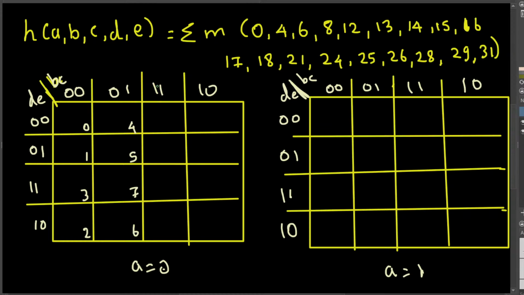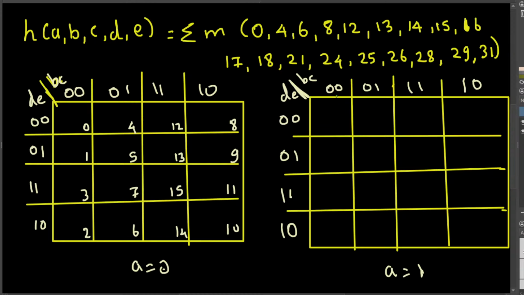And then 1, 1, 0, 0, that is 12. 1, 1, 0, 1, that is 13. 1, 1, 1, 1, that is 15. 1, 1, 1, 0, that is 14. 1, 0, 0, 0, that is 8. 1, 0, 0, 1, that is 9. 1, 0, 1, 1, that is 11. 1, 0, 1, 0, that is 10. So 0 through 15, you have taken care of all of the numbers.